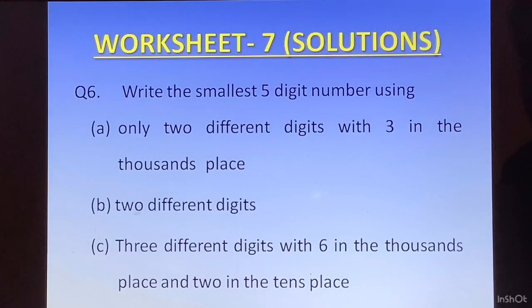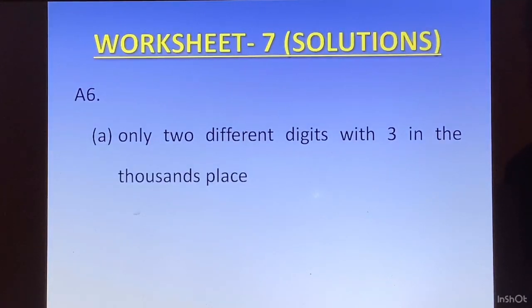Question number 6. Write the smallest 5-digit number using only 2 different digits with 3 in the thousands place. So 3 is already fixed in the thousands place. Different digits we have to use, and 3 they have already given. Now if we take 0, which is the smallest digit, and we write it, we will not form a 5-digit number. So we will take the next digit, which is 1. Now only 1 digit we can take out of the 2. 3 is already there, no? So all the other places we'll fill with 1 and we'll get 13111.